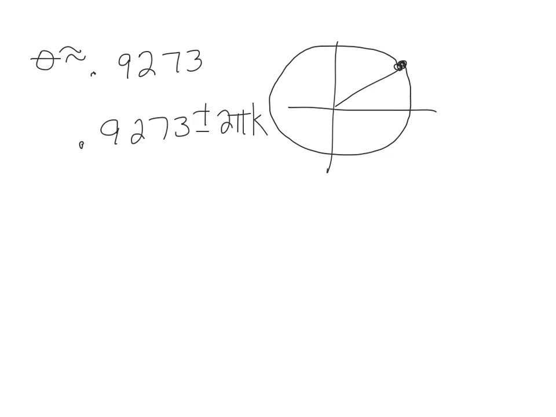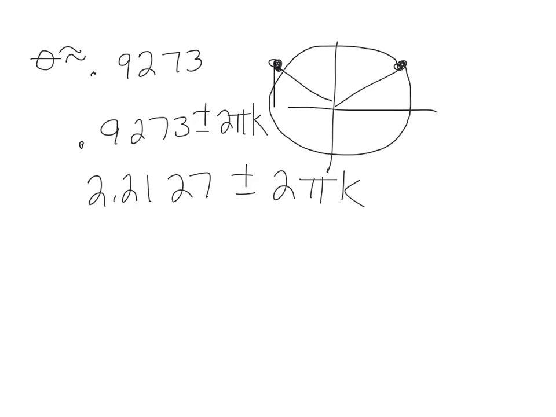Now, we also said that sine is positive in this quadrant. So here is another place that we're going to have that answer. And every time it passes there, we're going to have that particular answer. So we figured out this one that came out to 2.2127. So we also have 2.2127 plus or minus 2 pi k. Every time it passes that particular place, it's going to be an answer also.